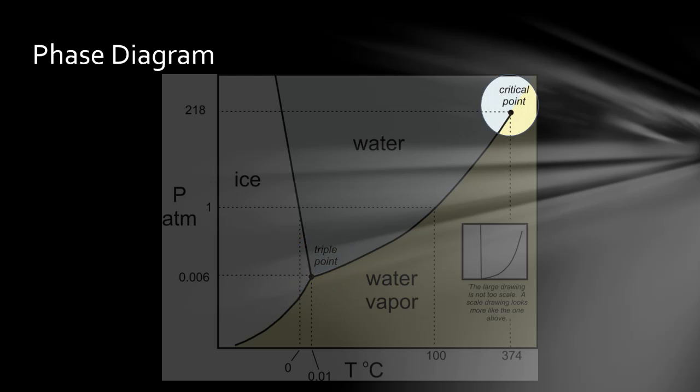Then we have the critical point. The critical point is the temperature and pressure combination where liquids and gases are no longer distinguishable. So no matter how much pressure you apply to a gas at a temperature above the critical temperature, it will never turn into a liquid. It could possibly turn straight into a solid, though. Weird, I know.